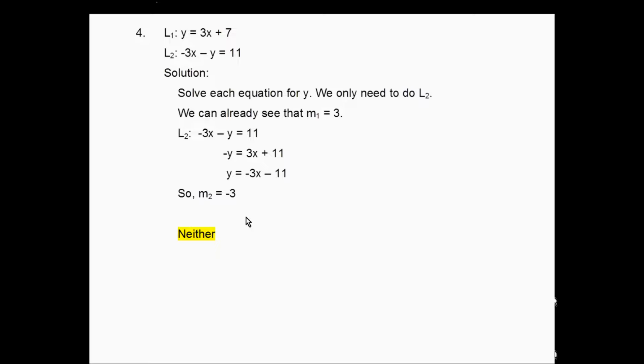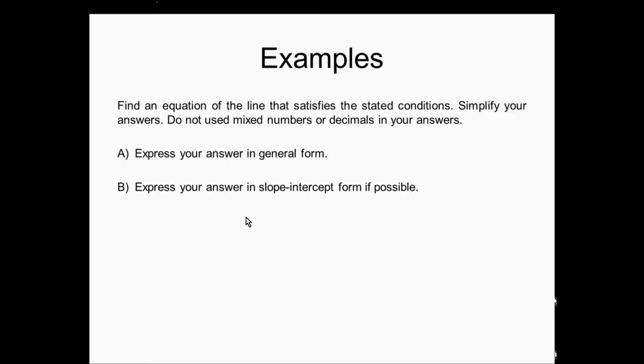Let's try finding equations of lines. Now, find an equation of the line that satisfies the stated conditions. Simplify your answers. Do not use mixed numbers or decimals in your answers. In Part A, express your answer in general form. In Part B, express your answer in slope-intercept form, if possible.